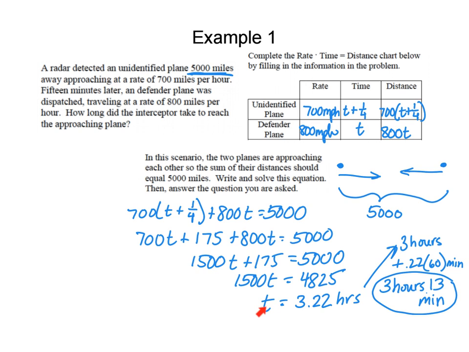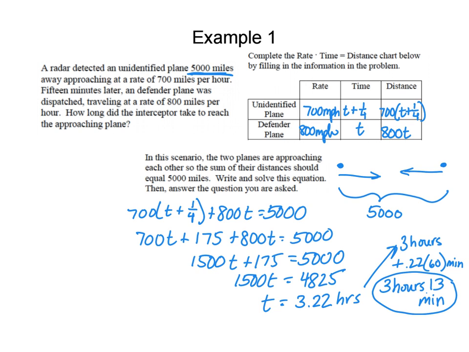Now remember, the units on time are hours. It's 3.22 rounded hours. Well, usually we don't say 3.2 hours. We usually put things in hours and minutes. So I know there are 3 hours and then some number of minutes afterwards. So from my result, I subtracted 3, and then I multiplied the remaining decimal times 60 because there are 60 minutes in every hour. And I found that I had 3 hours and 13 minutes. So it took 3 hours and 13 minutes for the interceptor to reach the approaching plane.